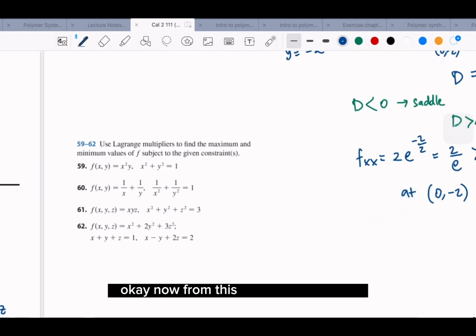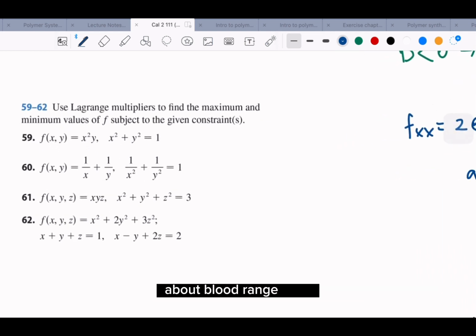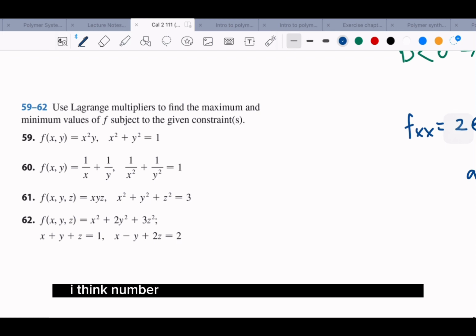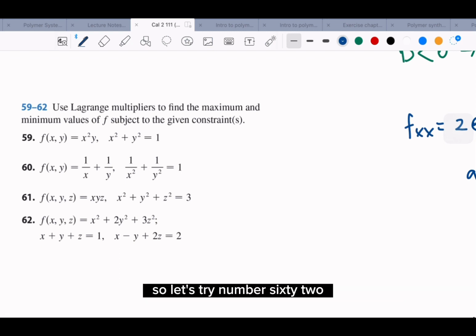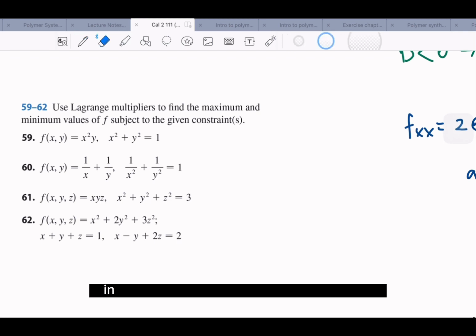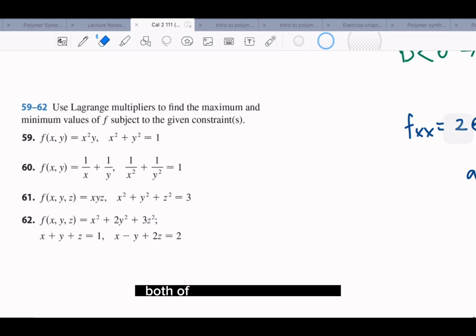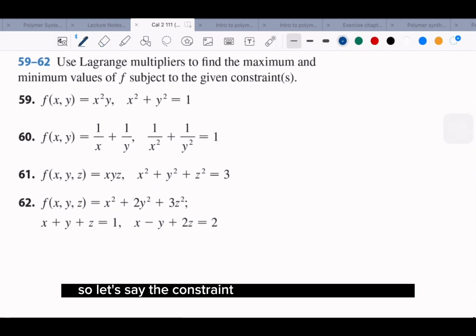Okay, now from this range of questions about Lagrange, I think number 62, because it has two constraints. As we mentioned, I need to find an example for two constraints, so let's try number 62. So what's the basic idea in Lagrange? Basically, you need to find the gradient vector of both the constraint and the f. Let's say the constraints we name g and h, okay?